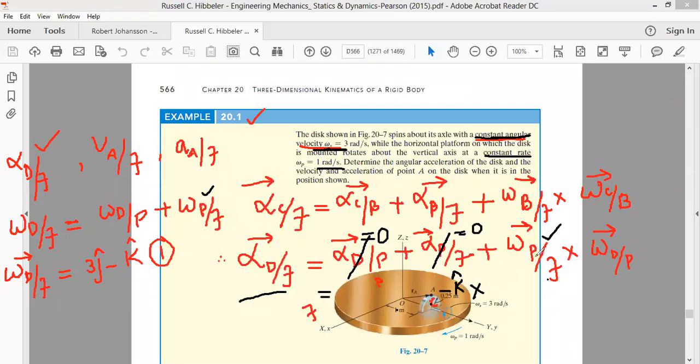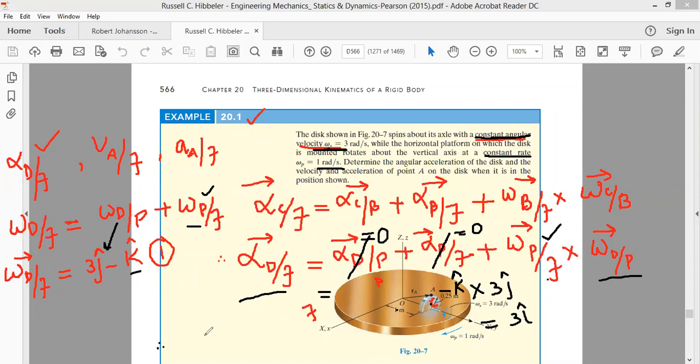The angular velocity of the platform with respect to the ground is minus k cap, cross product with the angular velocity of the disk with respect to the platform, which is equal to 3j cap. That is equal to 3 times minus 1, which is minus 3, and we have k cross j. K cross j is minus i. Minus minus will become plus.